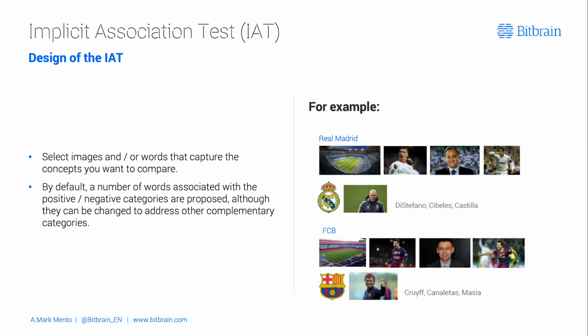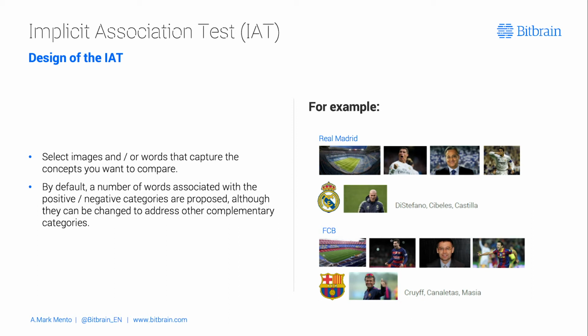There are two straightforward things we have to do to design an IAT test. The first thing we have to do is to select some images and/or words that capture the two concepts that we're comparing. So in this case, we have some images and words that represent each of the two soccer teams. The second thing we have to do is to select two groups of words that are associated with positive or negative attributes. So things like superior, fantastic, annoying, mediocre.